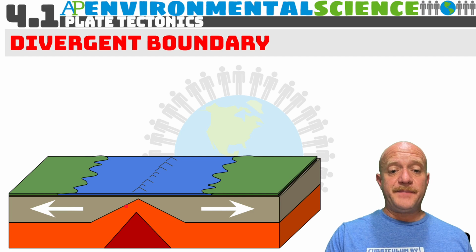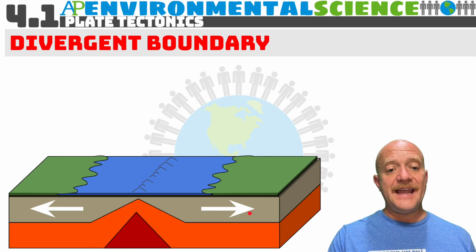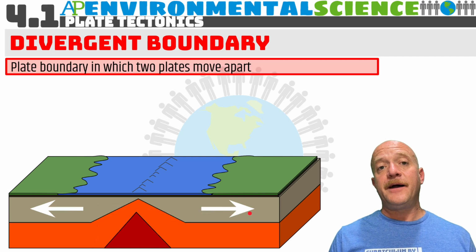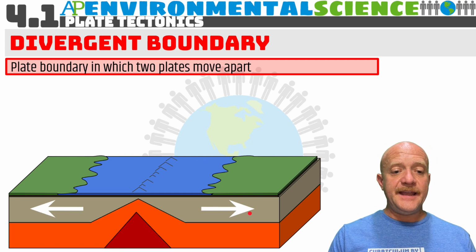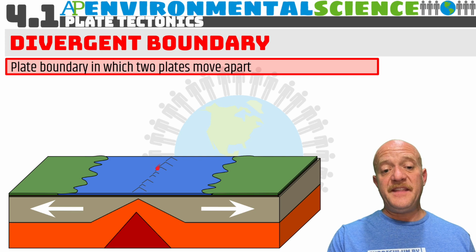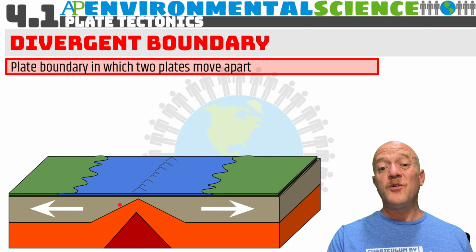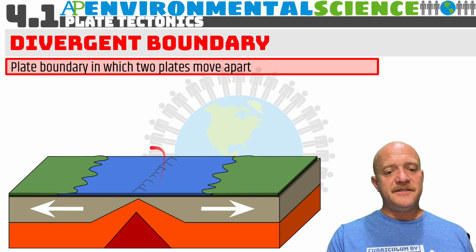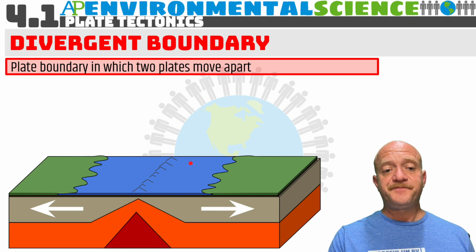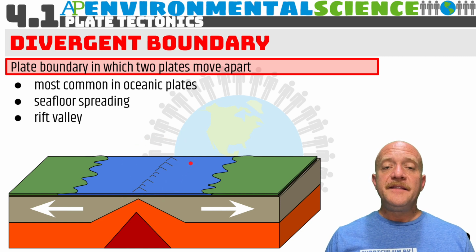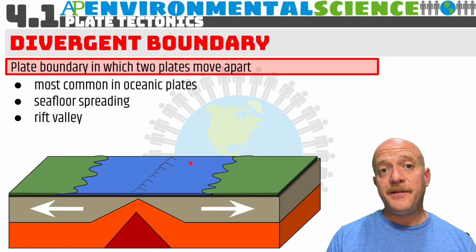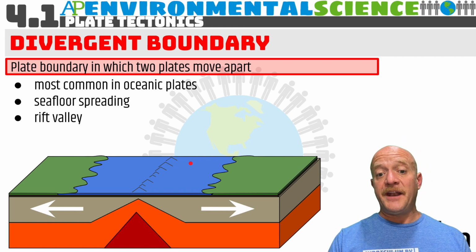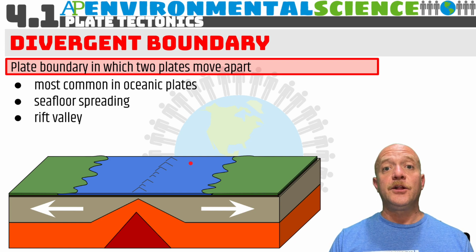So a divergent boundary, if you check out these arrows, is a plate boundary in which the two plates are moving apart. In this case, this is happening in the ocean. So these appear to be two oceanic plates. This could be representing an ocean. Now, this is very common in oceanic plates. And when it happens in an oceanic plate, it results in seafloor spreading. In other words, the ocean is getting larger.